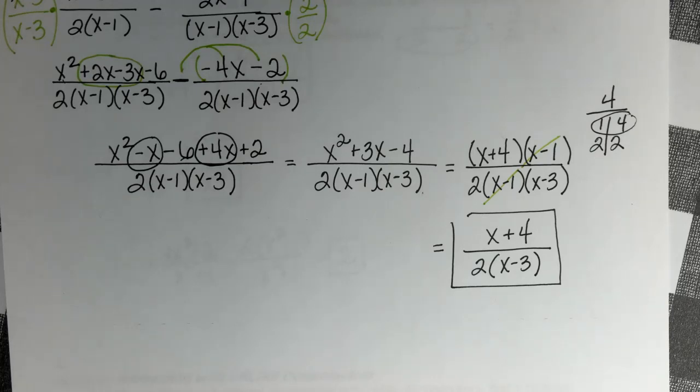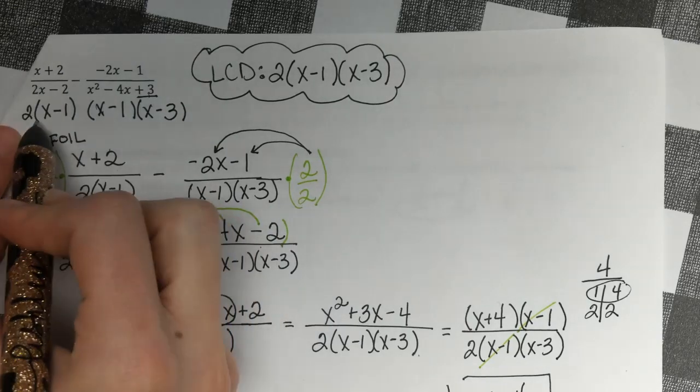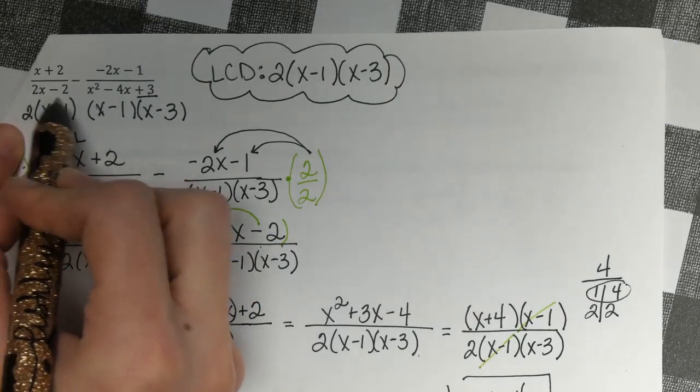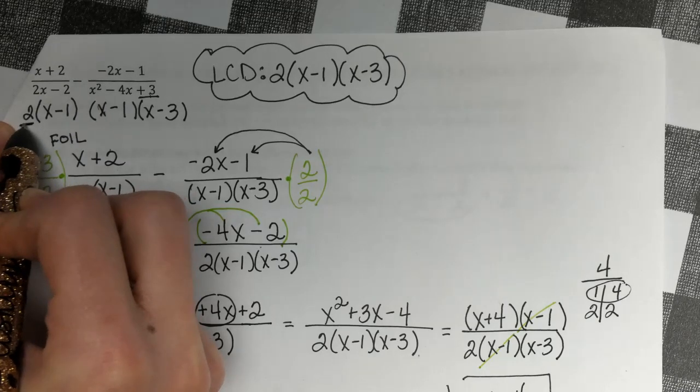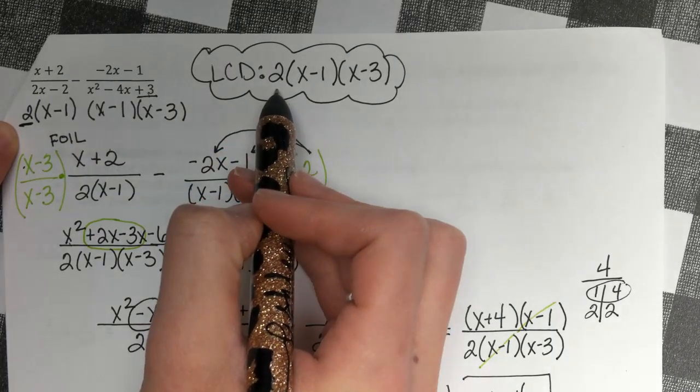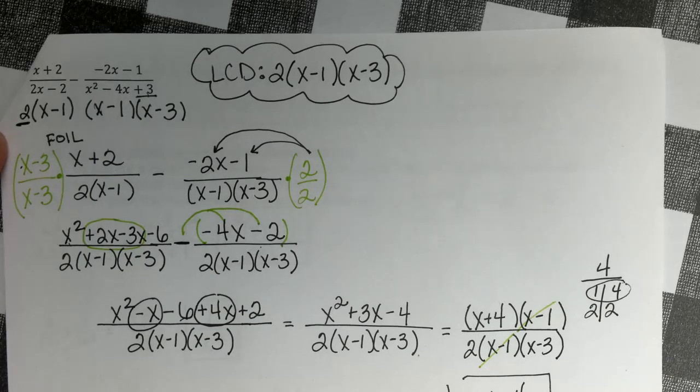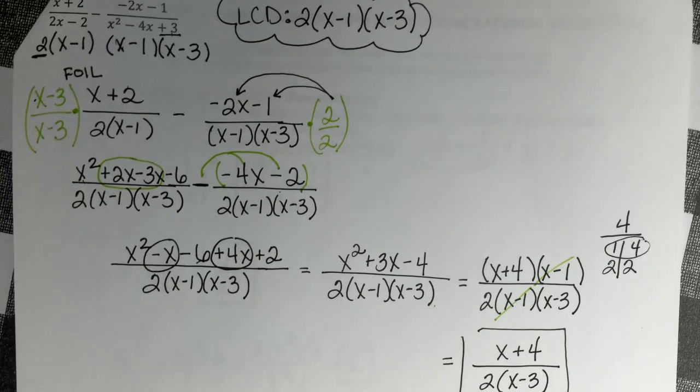Yes, ma'am. So I could factor out a 2 as my GCF. And so it became 2 times x minus 1. So because a 2 is here, it's got to be part of my LCD. Okay, what other questions do we have? Yes.